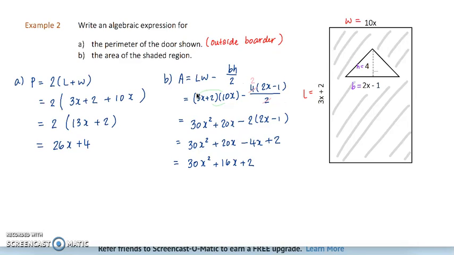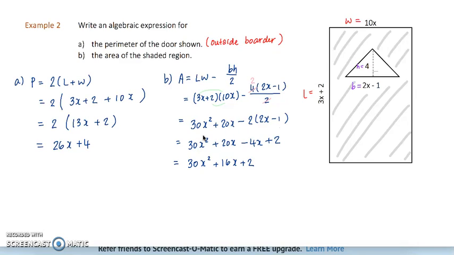We have this big chunk of polynomial, but just take your time to slowly expand carefully. You have 3x times 10x, 30x squared, plus 2 times 10x, plus 20x. And then you take away the area of the triangle. Notice how 4 times 2x minus 1 divided by 2 allows you to reduce the 2 and the 4 here. So essentially, you're going to subtract 2 times 2x minus 1.